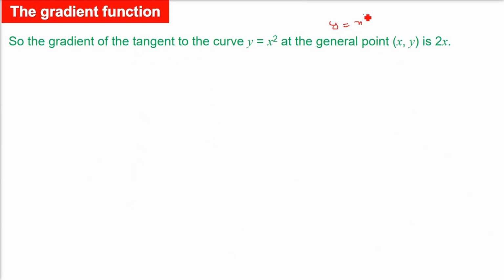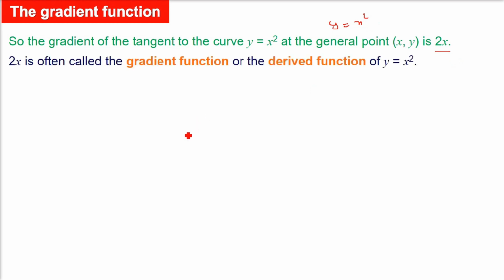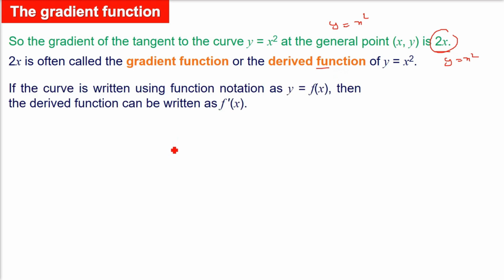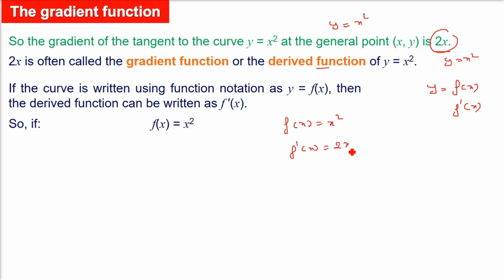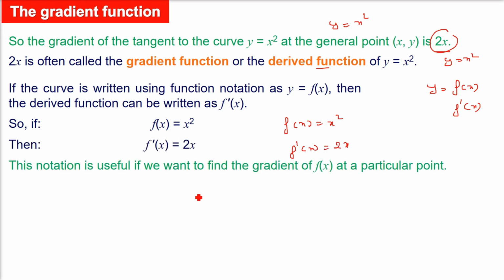So y equals x square. This is how we got the differentiation 2x. This 2x is called the gradient function, and it is also called the derived function of y equals x square, or simply you call it the differential or differentiation. If you are using a function y equals f(x), this f(x) can be log x, a to the power x, it can be any function in mathematics. So the differentiation is f dash x, or the gradient, or the slope, or m, or dy by dx is f dash x. So x square is f(x), f dash x will be 2x.